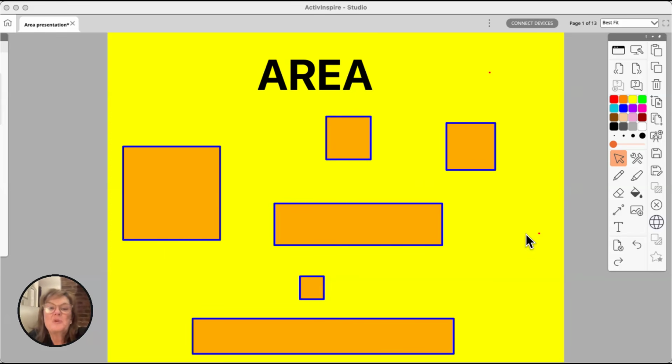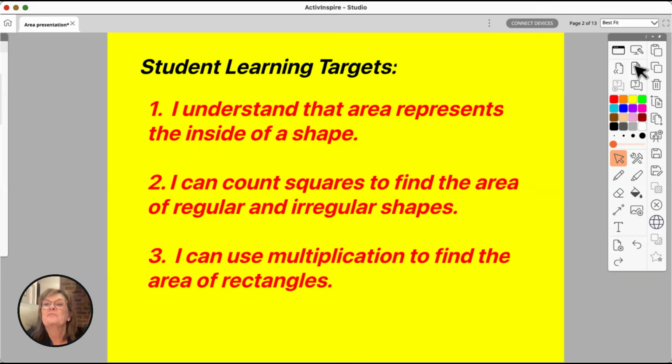This lesson would be appropriate for really anyone who is just beginning to learn and understand area. It's targeted for third grade. All right, so let's talk about area. The first and most important thing you need to know is area is the inside of a shape.